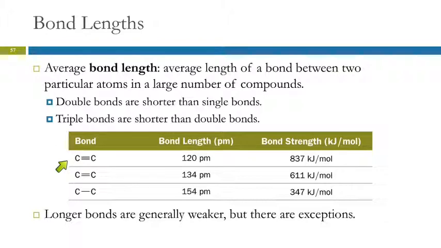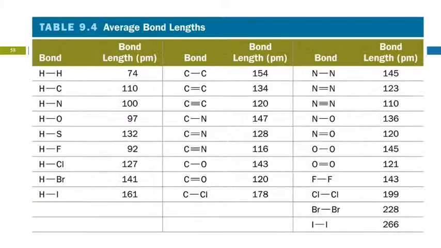Here the carbons are sharing 6 electrons, and so that's going to pull them together. They're going to get closer, and because the attraction is bigger, then it also requires more energy to break them. We can say in general that longer bonds are weaker than shorter bonds, but that's just a generality. Here's some examples of bond lengths. Here with the oxygens, we see that a double bond is shorter than the single bond.